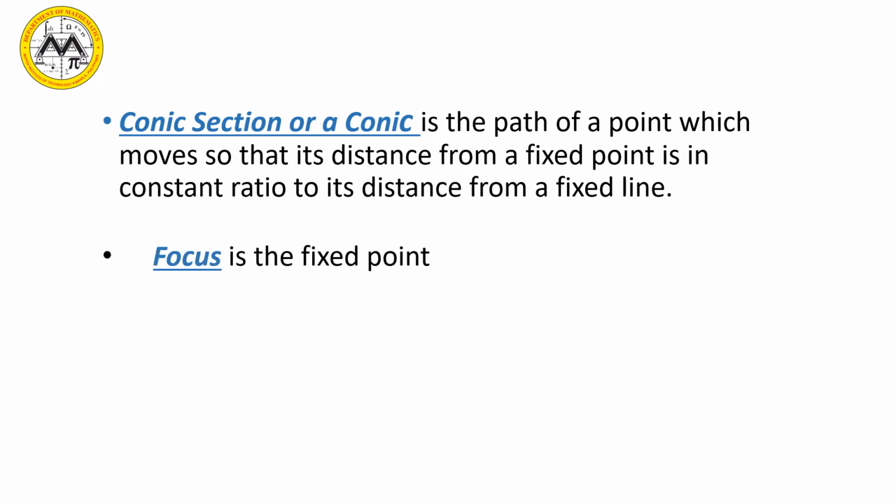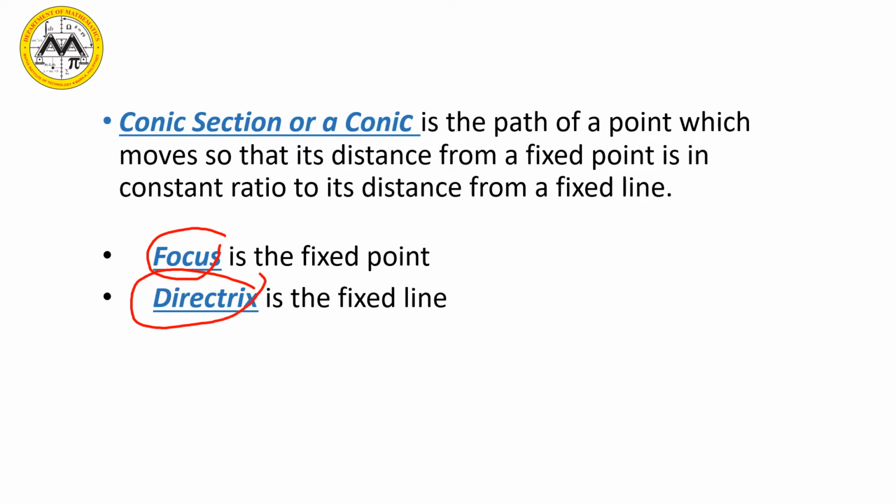A conic section, or simply a conic, is the path of a point which moves so that its distance from a fixed point is a constant ratio to the distance from a fixed line. So we are mentioning here two fixed locations. One is the fixed point, which we will call the focus, and the fixed line, which we will call the directrix. Again, we have those two fixed locations: the fixed point is the focus, and the fixed line is the directrix.